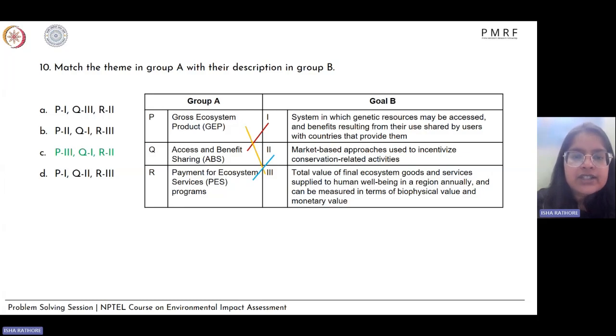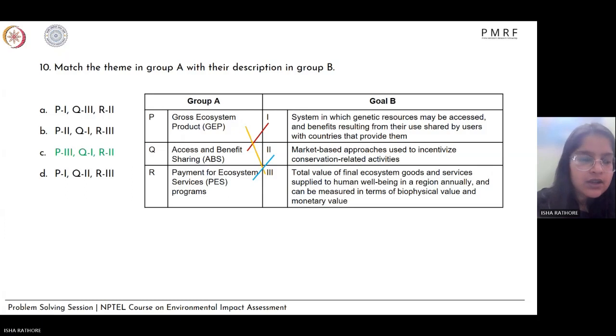Then access and benefit sharing, ABS, is a system in which genetic resources may be accessed and benefits resulting from their use shared by users with countries that provide them. So Q matches with 1. And then payment for ecosystem services, PES program, is a market-based approach used to incentivize conservation-related activities. So R matches with 2. So the correct answer is C, that is P matches with 3, Q matches with 1, and R matches with 2.